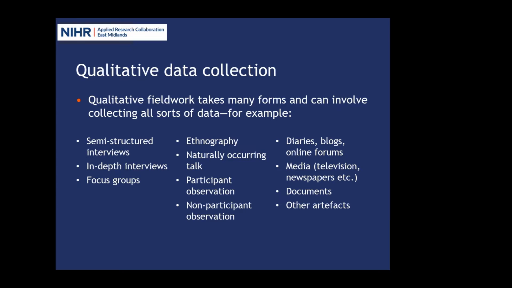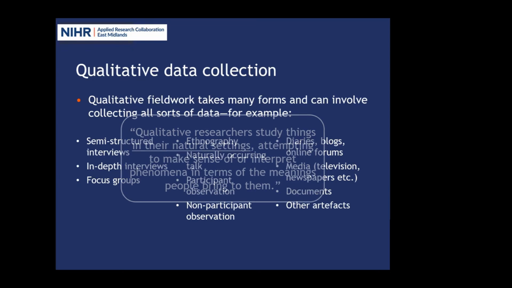You might use various documents of one sort or another that are connected to the health or healthcare topic that you're interested in. Or you might be interested in other kinds of artifacts. So there are methods, for example, that involve asking people to take photographs of things that are important to them that relate to the topic you're interested in. Sometimes if people are doing research with children, you might see that they ask the children to draw pictures that they then talk about with them. So there are all sorts of ways that you can get qualitative data to work with.